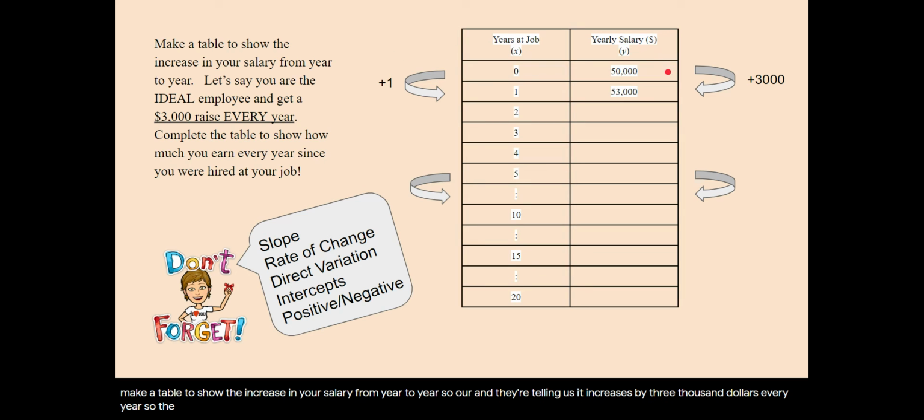So the Y value is going up by 3,000, and we're going year to year here. So my 8th graders and 7th graders too, this is change in Y over change in X. That is our slope. So our slope is $3,000. That is our rate of change.